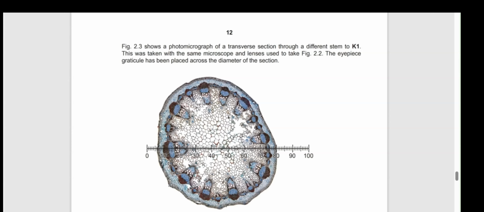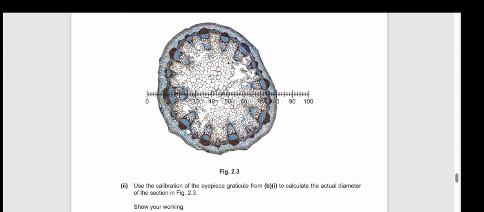Figure 2.3 shows a photomicrograph of a transverse section through a different stem to K1. This was taken with the same microscope and lens used to take figure 2.2. The eyepiece graticule has been placed across the diameter of the section. Use the calibration of the eyepiece graticule from B1 to calculate the actual diameter of the section in figure 2.3. So the calibration that we calculated in B1 was one eyepiece graticule unit is equal to 60 micrometers.